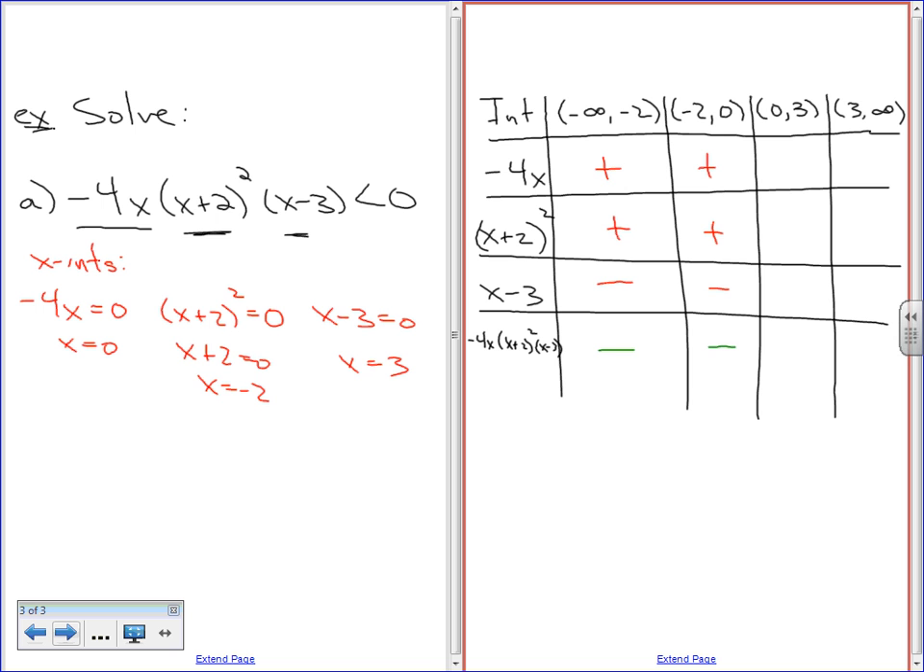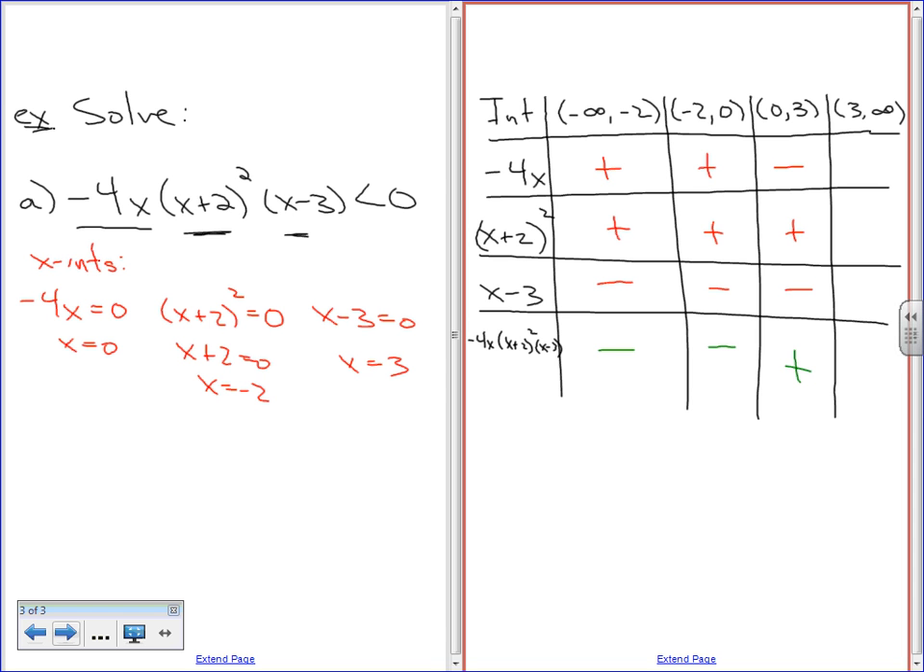Anybody have no clue what I'm talking about? Okay, all I'm doing is taking a number in this interval. 1's a nice number, plugging it in here, and then I'm figuring out the answer. All I'm writing down is the sign of the answer. 1 plus 2 squared is a positive. 1 minus 3 is a negative. So then I'm multiplying a negative times a positive times a negative, which is a positive.